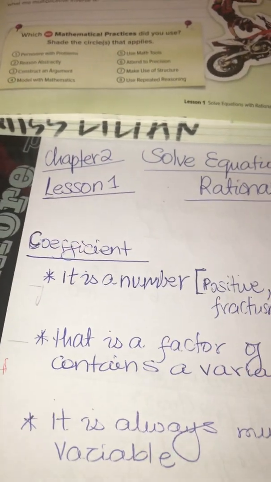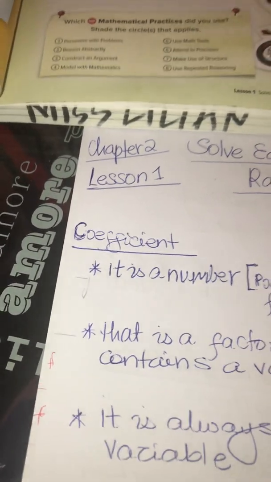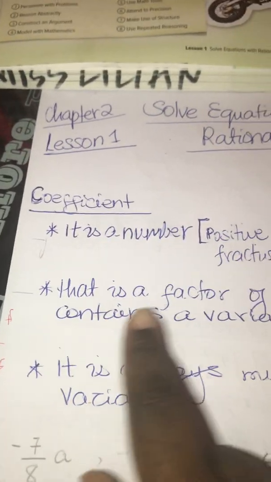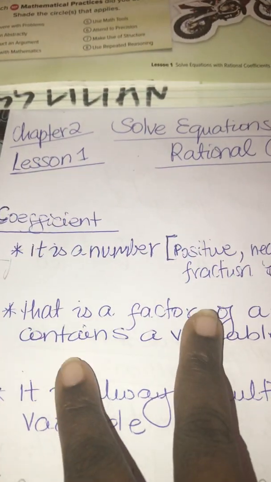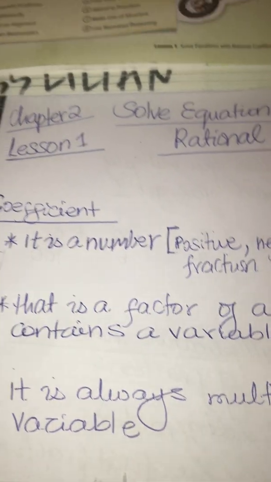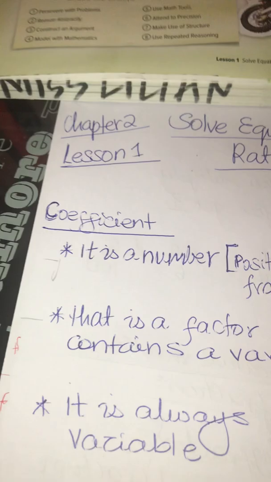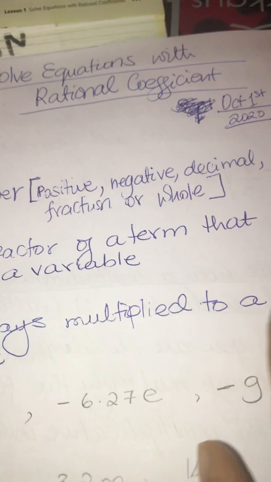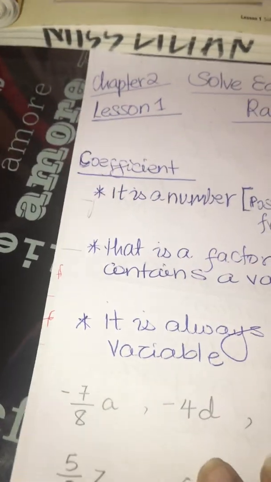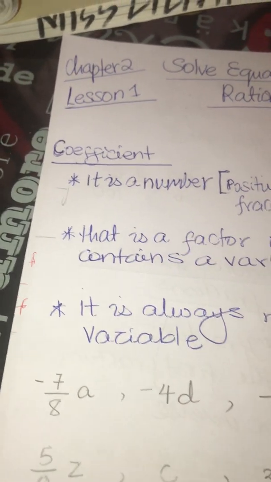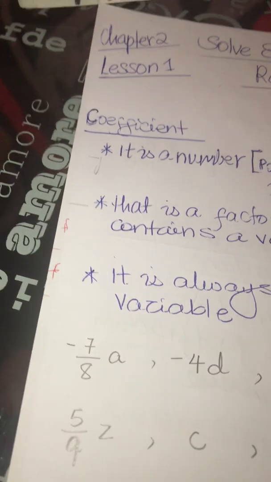Now, what do you do with the coefficient? It is a factor. What do we do with factors? We multiply. So that's why we say a coefficient is a factor of a term that contains a variable. So there must be a number and a variable, and between these two, you should be multiplying them. So that's why I wrote it is always multiplied to a variable, or it tells you how many times a variable is being multiplied. That is what a coefficient is.